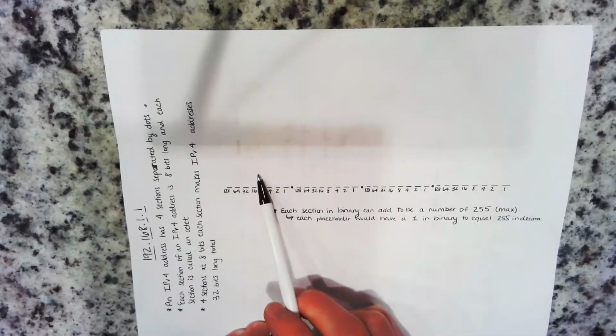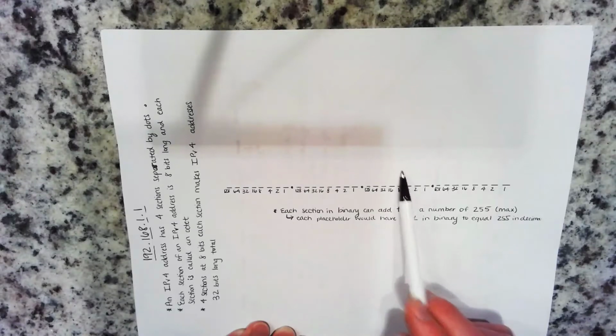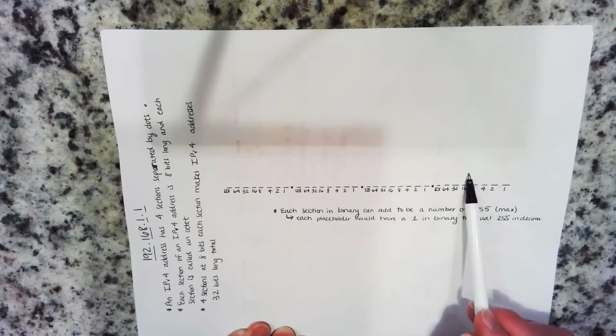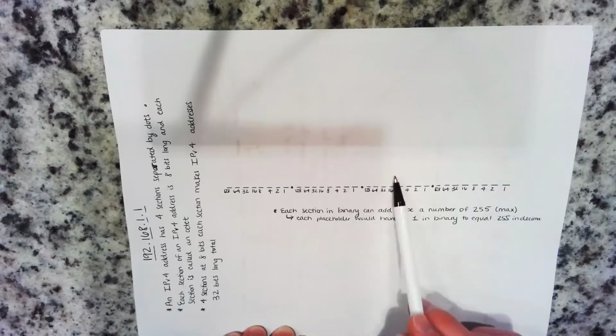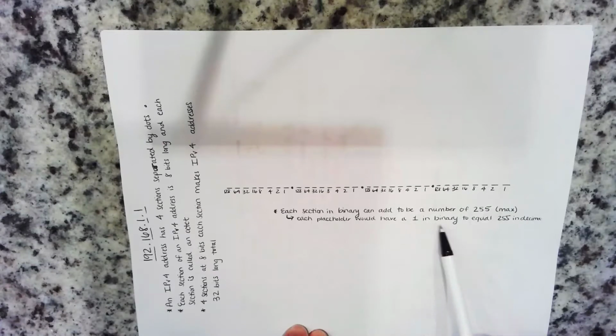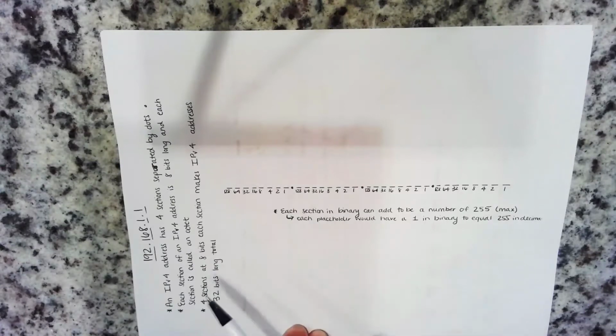So you would never see it say 256.256.256.256. Can't happen. The most it can be is 255.255.255.255. Okay, so it can be any number between 0 and 255 in each one of these sections. All right. Each placeholder again has a 1 in binary to actually equal that 255 in decimal. If it had a 0 in each one, then it equals 0. And we'll show you how you make up all the numbers in between. Okay.